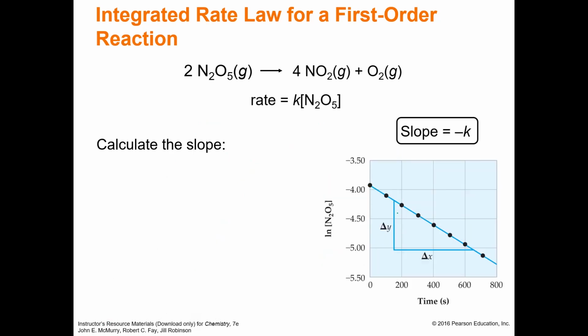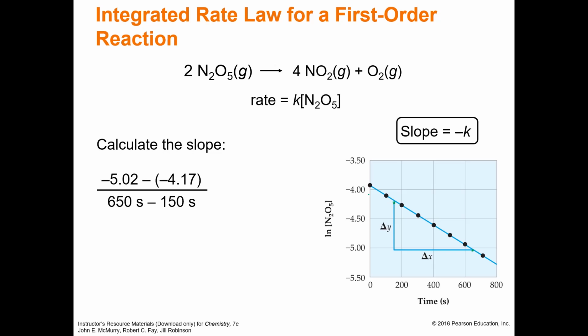So we can calculate the slope, and there's a couple ways we can do this. We can do it manually if we take the values at 2 points. So this is at time a little over 600, so maybe about 650, and time about 175 maybe. And then we can take the natural log of N2O5 at those points. Okay, so 650 and 150. And our natural logs are 5.02 at 650 and negative 4.17 at 150.